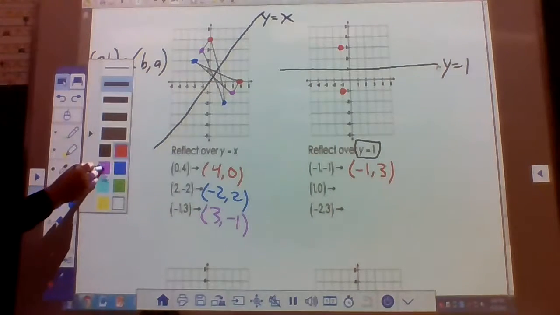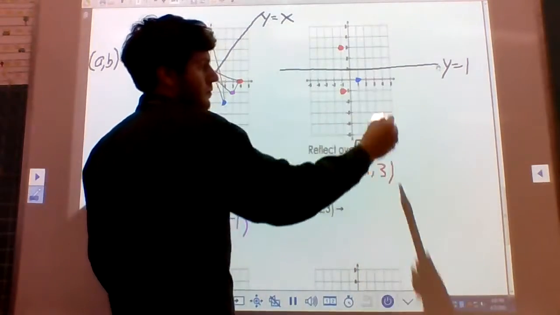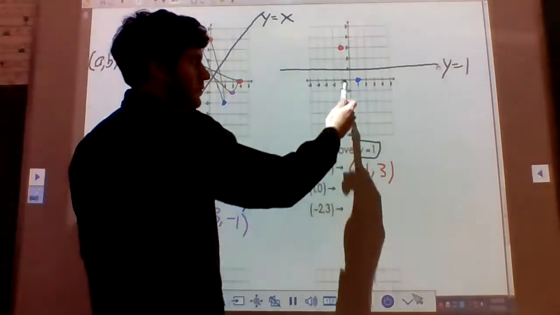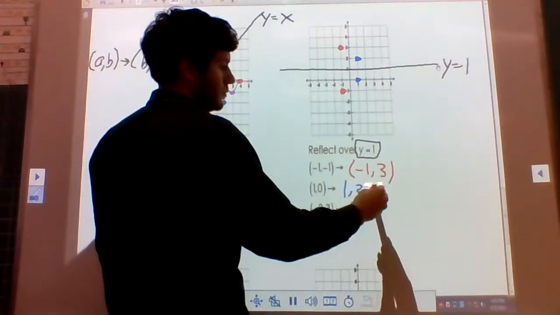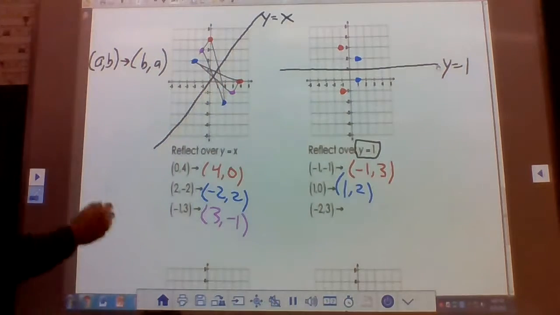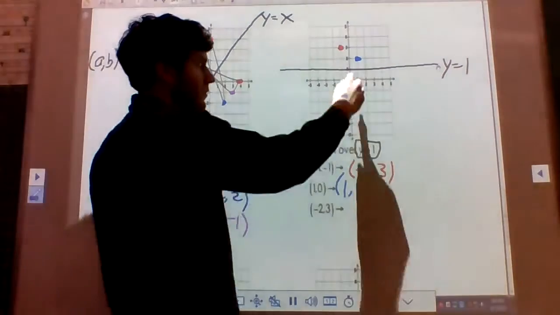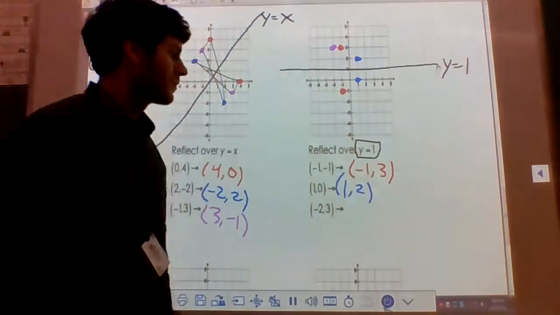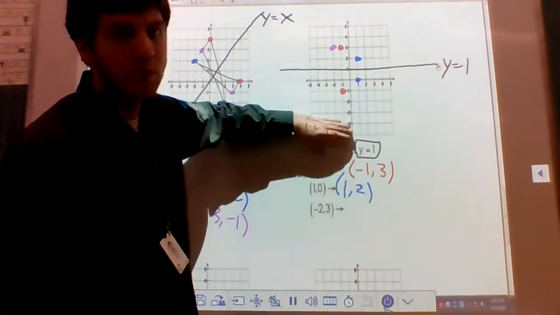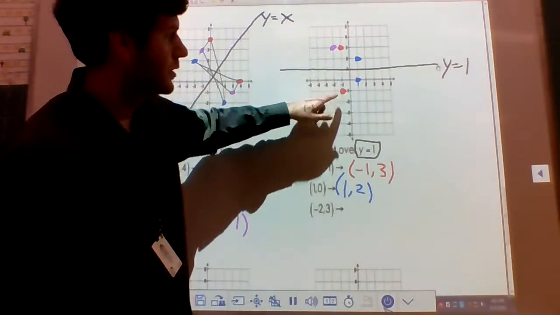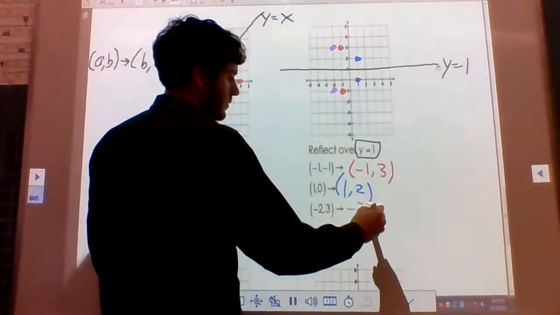Then we have the point 1, 0. That is 1 unit below the line, so we need to flip it 1 unit above, which makes it the point 1, 2. The last point here is negative 2, 3. That's 2 units above the line y equals 1. We want to reflect it below, so we need to reflect it 2 units below. Let's put it right here, and that coordinate is negative 2, negative 1.